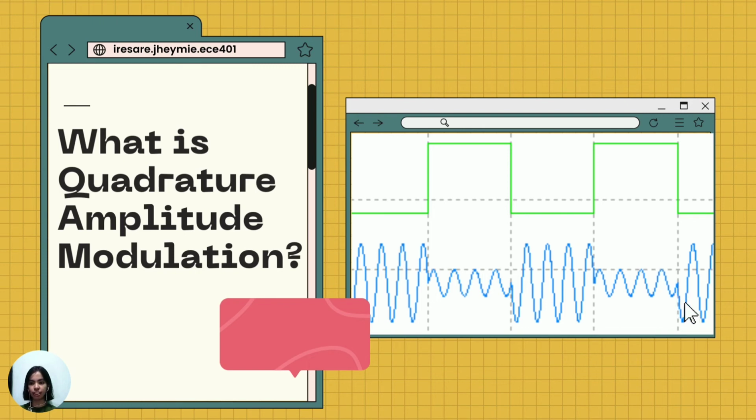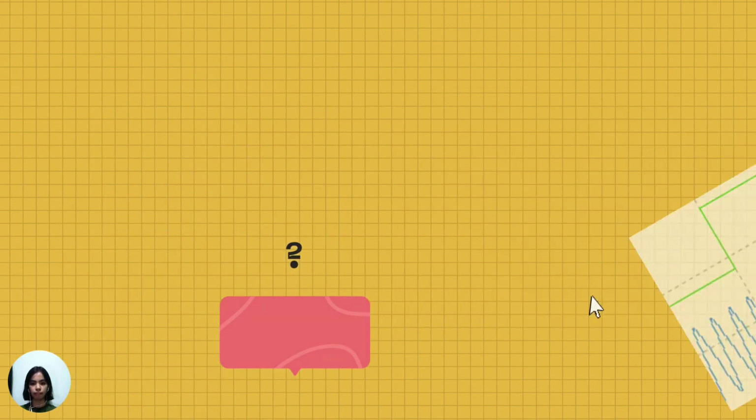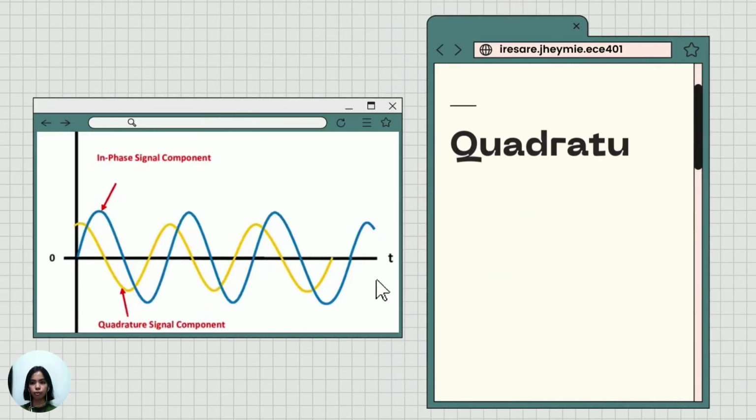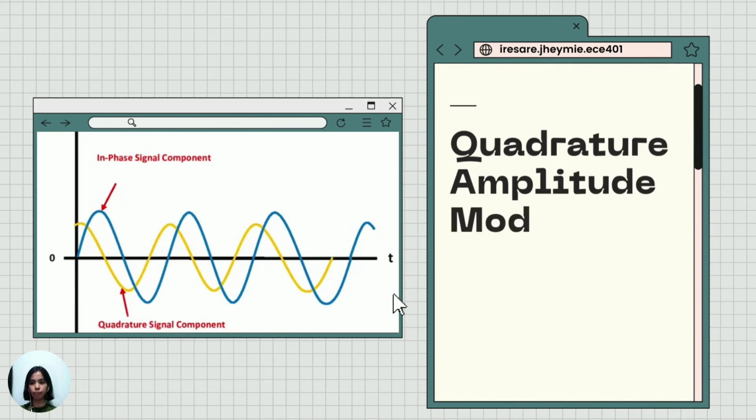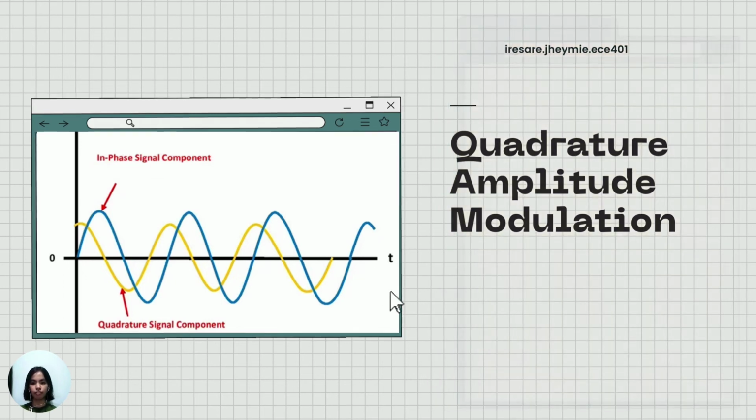It is a type of digital modulation that can be used in both analog and digital modulation schemes. It has two carrier signals, the in-phase or I signal and the quadrature or Q signal. They have the same frequency, but quadrature is shifted by 90 degrees. They can be represented as a sine wave and a cosine wave.